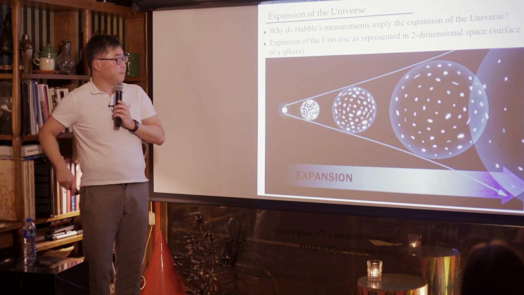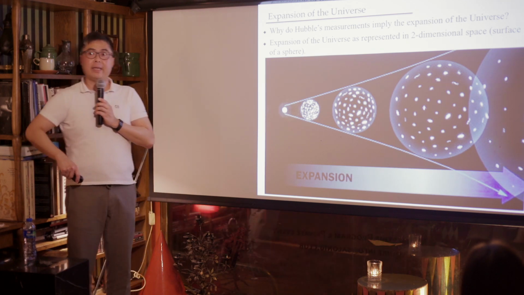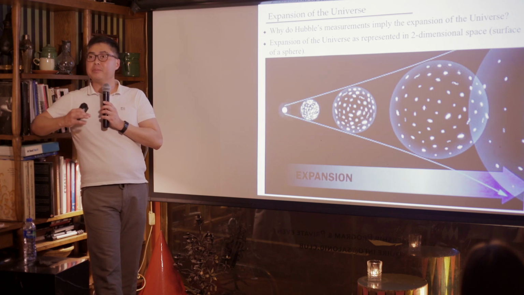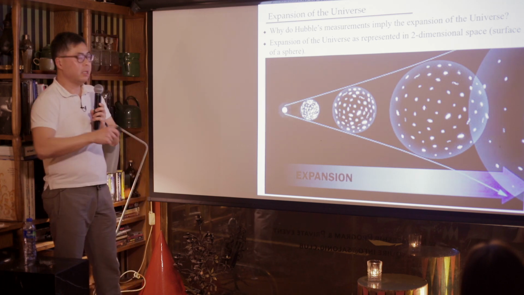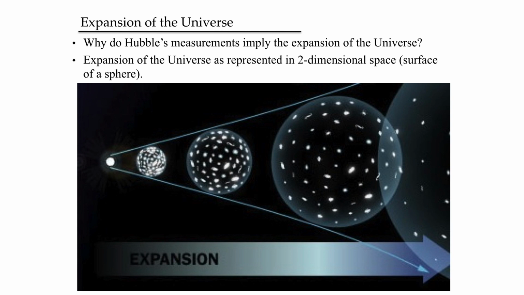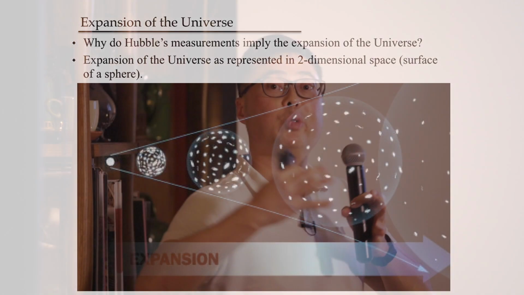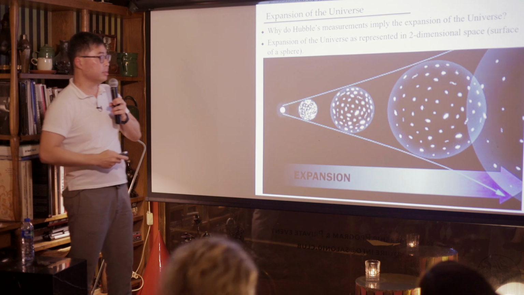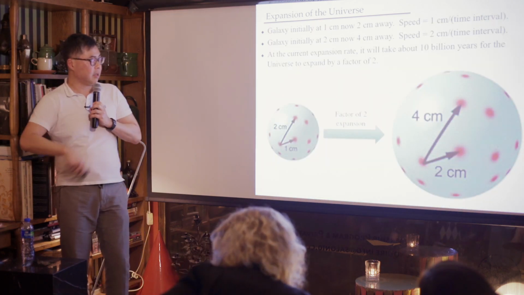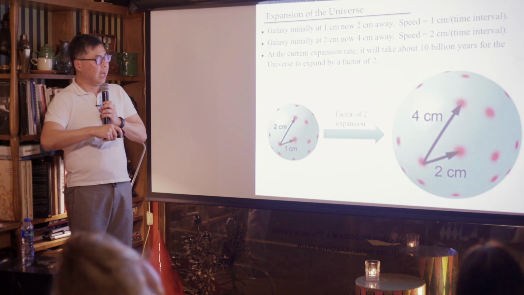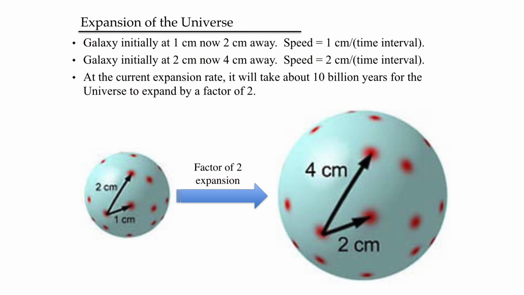I'm going to represent the universe in two-dimensional space, something you might be familiar with. Imagine I have a balloon, and I paint dots on the surface of the balloon, each dot representing a galaxy. Then I blow up the balloon, so the balloon expands, and the distance between galaxies also increases. That represents the expansion of the universe. So here are my dots on my balloon. I wait some time for the balloon to expand by a factor of 2, twice as big as it was before.